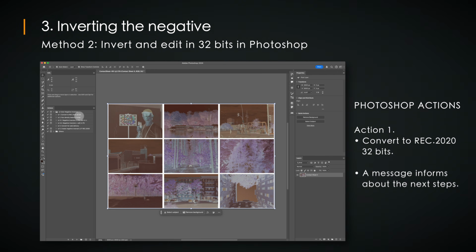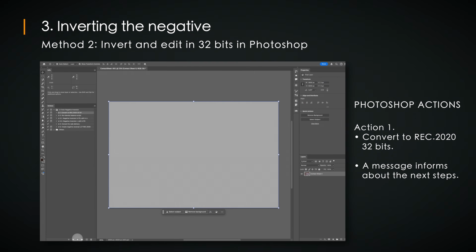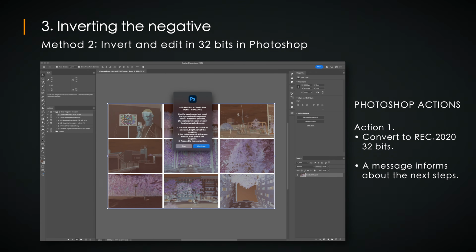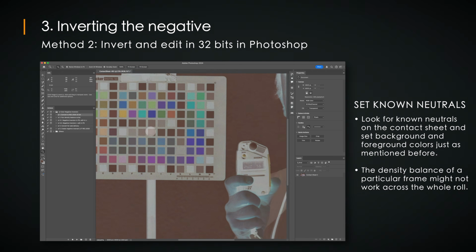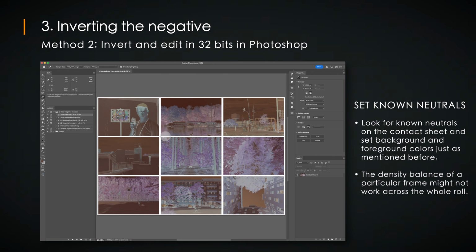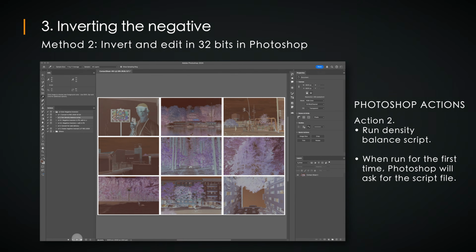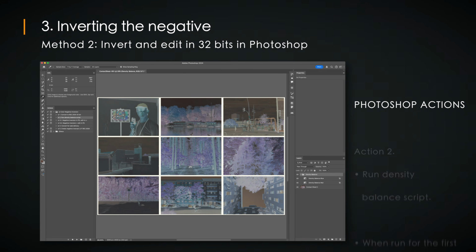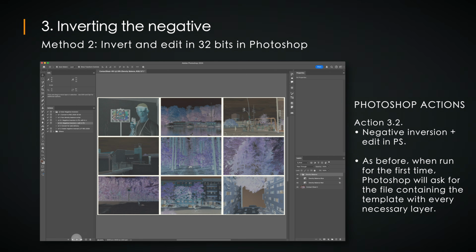Run action number 1. Just as before, select the eyedropper tool and set background and foreground colors. Using a contact sheet allows for greater experimentation, especially when no color checker is present. Run action number 2. A message will ask you to load the densitybalance.js script. Run action number 3 and locate the file containing the template with all the necessary layers.